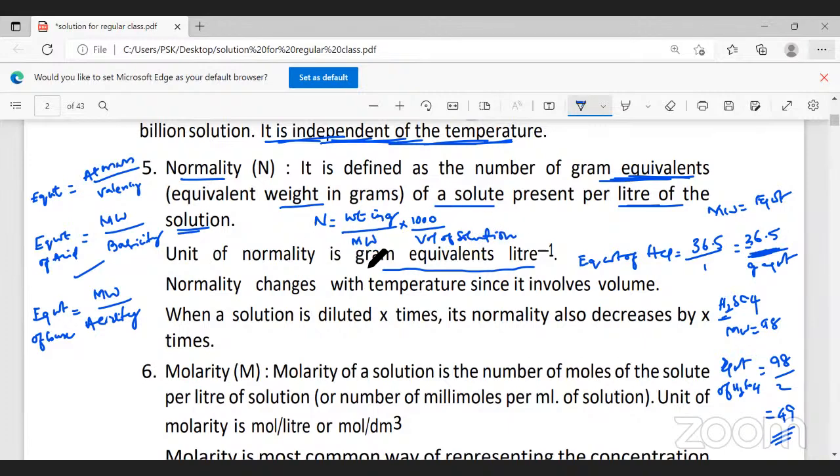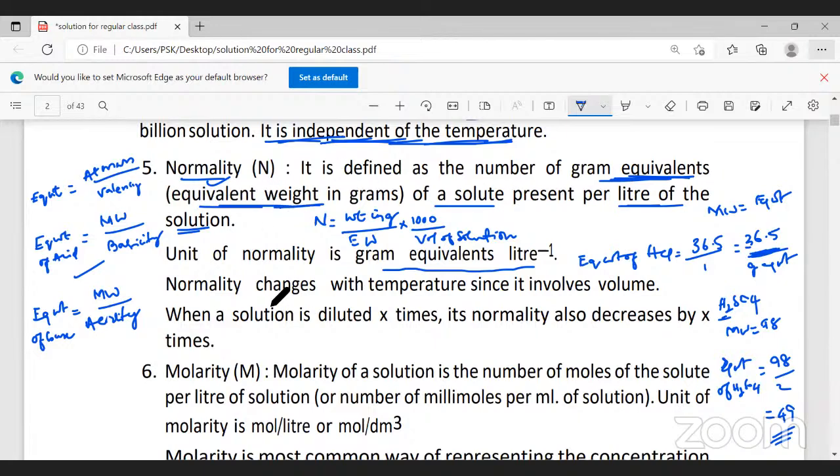Normality is given by, not molecular weight, sorry, I made a mistake here. It is equivalent weight. Normality is weight in grams by equivalent weight into 1000 divided by volume of the solution. Because whenever you want to calculate normality, we need to take the weights in terms of equivalent weight.